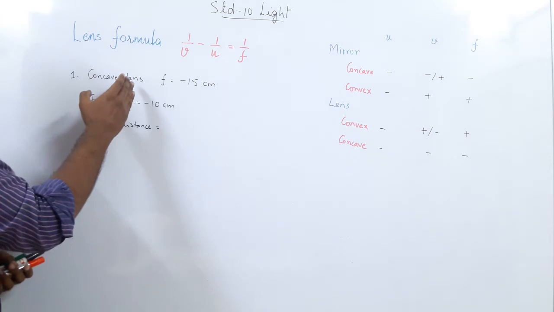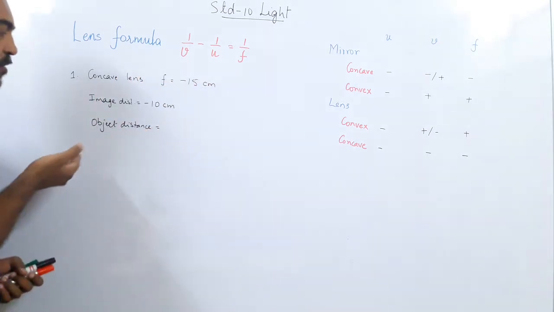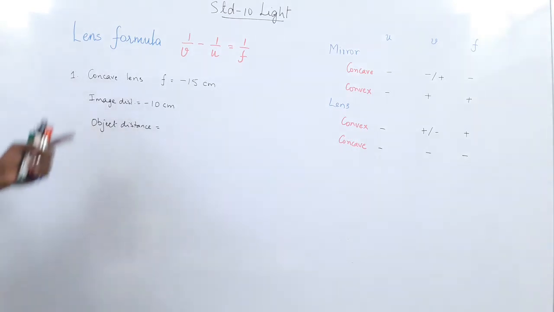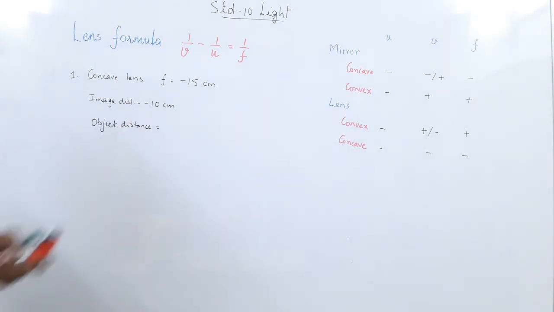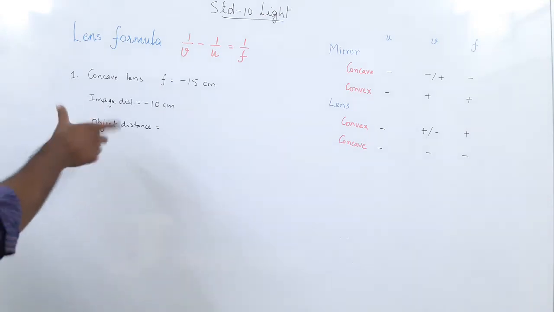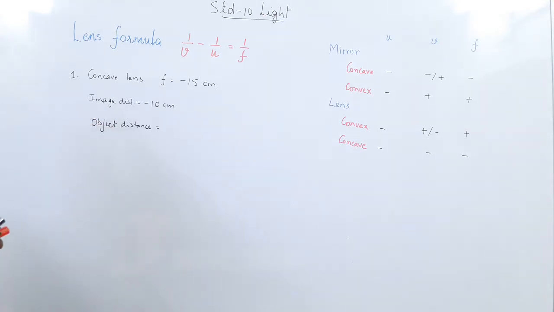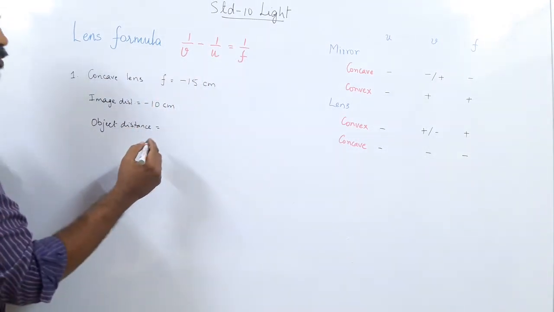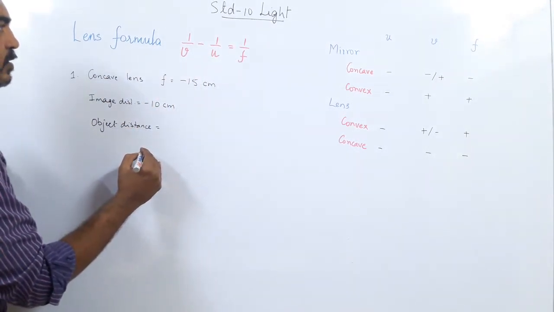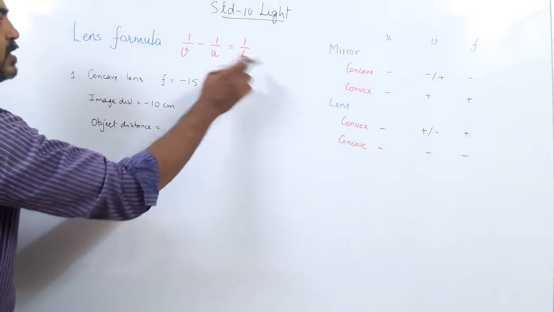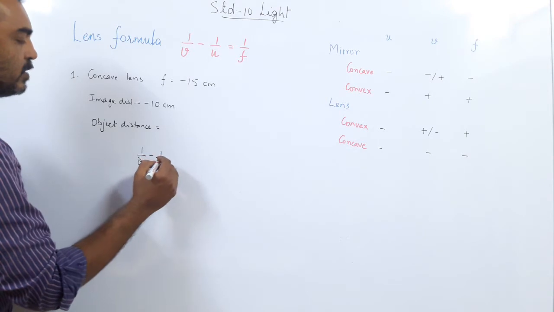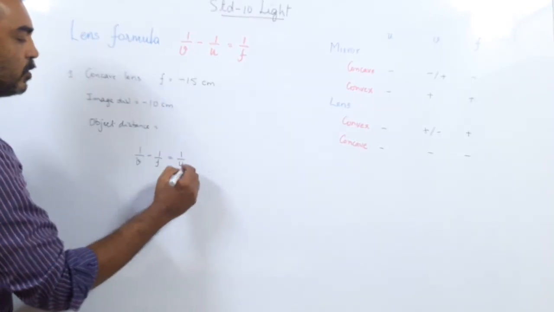So for a concave lens, the focal length is on the left side, and the image is also formed on the left side. It's a virtual erect image, as we will see. So the distance is minus 10. But where should we place the object to get a certain image? We have the formula 1 upon v minus 1 upon u equal to 1 upon f. We take the u on this side and v and f on this side. So we can now write 1 upon v minus 1 upon f equal to 1 upon u.